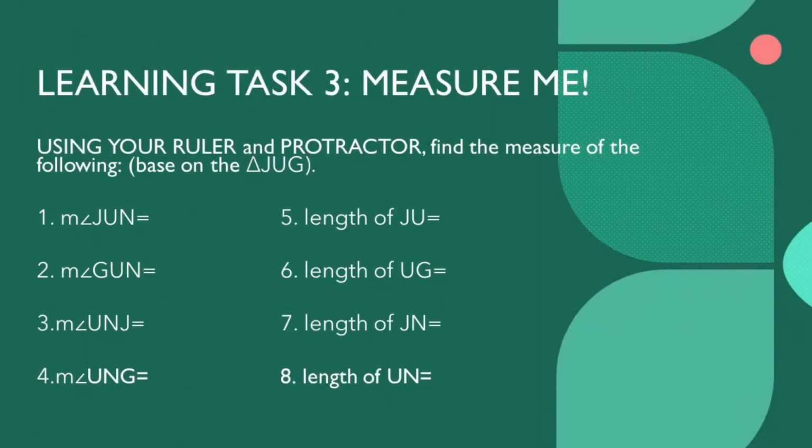Okay, for learning task number 3, measure me. Using the figure that you made in learning task number 2, you're going to measure the following parts, based on the triangle JUG. Find the measure of the following. Number 1, the measure of angle JUN using the protractor. Number 2, the measure of angle GUN, again using the protractor. Number 3, the measure of angle UNJ. Number 4, the measure of angle UNG. Then number 5, using the ruler, the length of JU. Number 6, the length of UG. Number 7, the length of JN. And number 8, the length of UN.